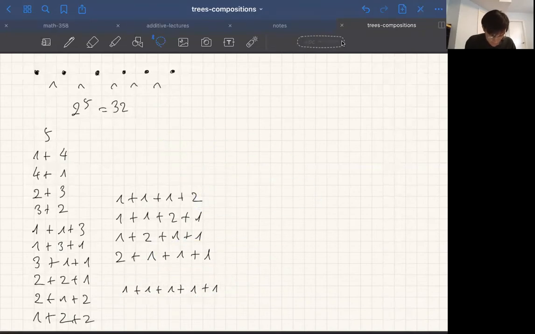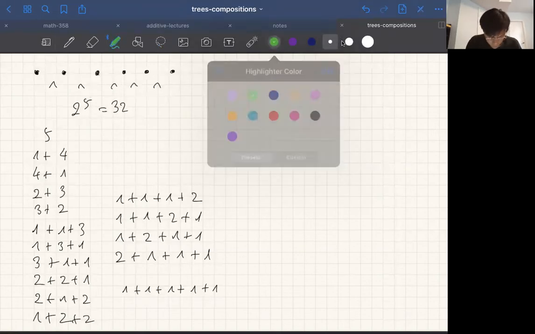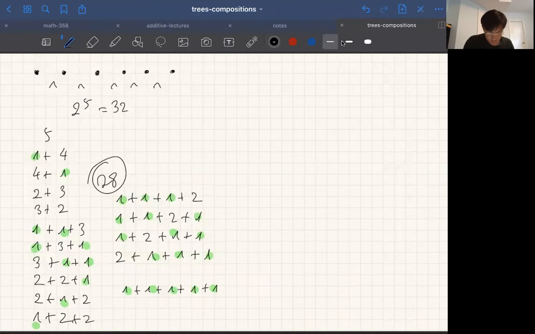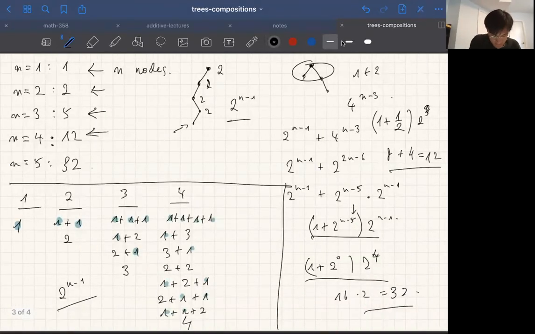Let's check again. 1, 2, 3, 4, 5, 6, 7, 8, 9, 10, 11, 12, 13, 14, 15, 16. I don't really trust myself with doing things correctly. Let's count them. 1, 2, 3, ... 28. So that's not 32, which is 18, making sure I didn't miss one. So it's 28. 28, not 32. So this should be 28.